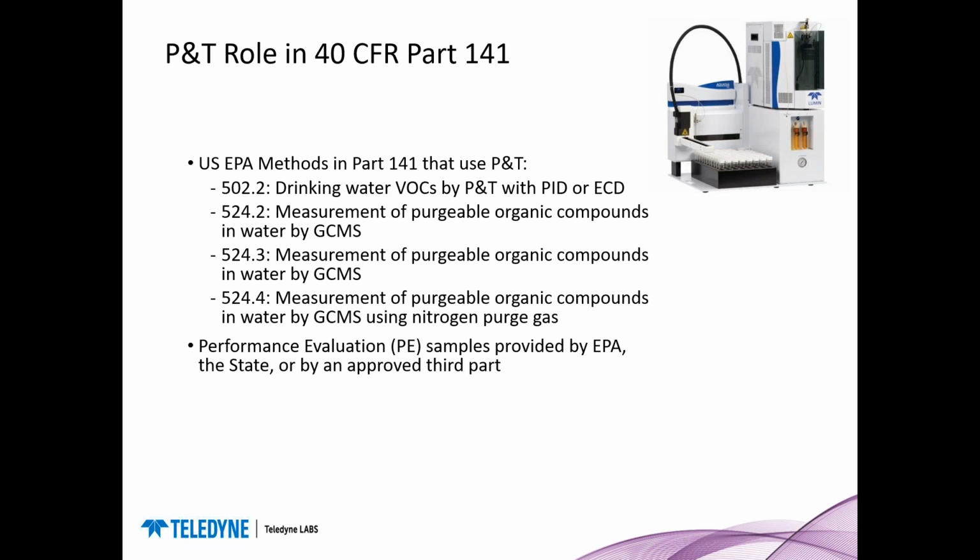So US EPA methods in Part 141 that use the Purge and Trap would be 502.2 for drinking water VOCs by Purge and Trap with a PID or ECD. 524.2 and 524.3 are measurement of purgeable organic compounds in water by GCMS. 524.3 just allows you to modify more Purge and Trap parameters, and has a little bit shorter of a list, but it also has very strict QC requirements. And along with 524.3, 524.4 is the same, but it allows you to use nitrogen as the purge gas.